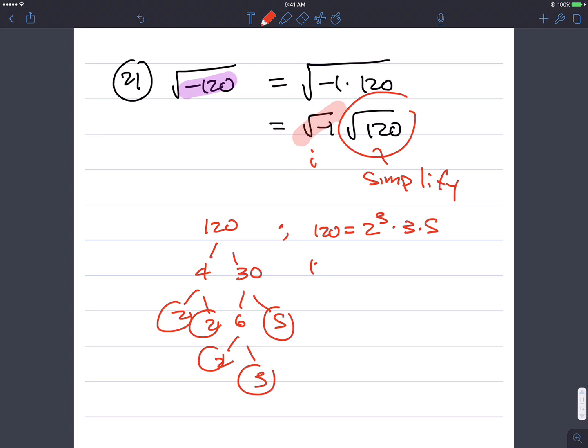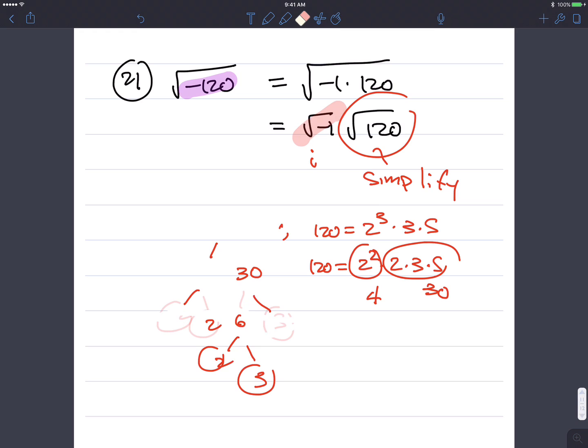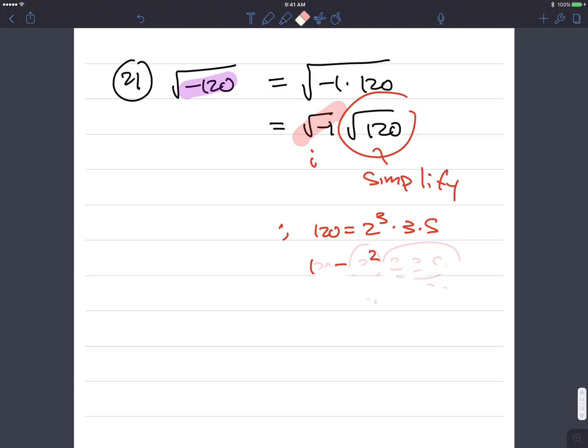Now the largest perfect square, turns out, that goes into 120 is 2 squared. Here's my perfect square, really, which is 4. Now 2 times 3 times 5 is going to be 30. So 4 times 30 here. This number here is 30, and this number here is 4. Okay, 4 times 30. Let's get rid of all this. The largest perfect square that goes into 120 is the value 4.